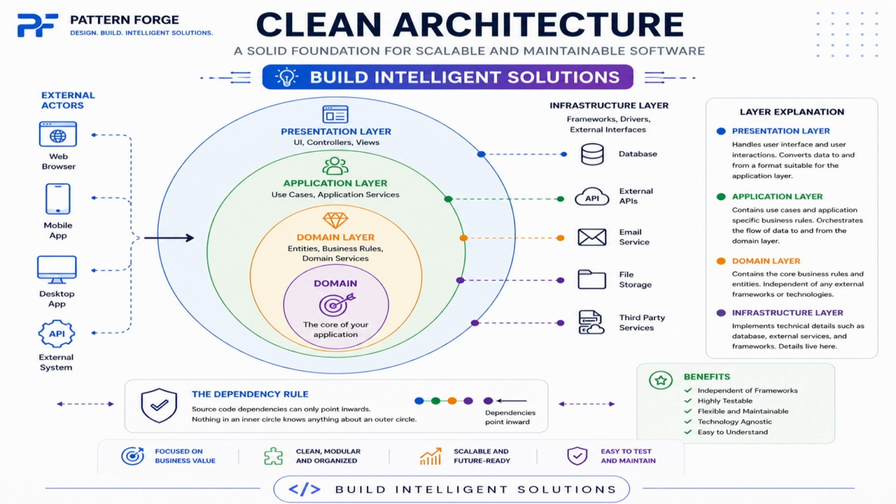So, if we step back and look at the complete picture, each layer has one clear responsibility. The business logic stays at the center, the technology stays on the outside, and because of that, our application becomes more maintainable, more testable, more scalable, and much easier to adapt when technology changes. Now that we understand the architecture, the next question is how do we organize all these layers inside a real .NET solution? Let's look at that next.